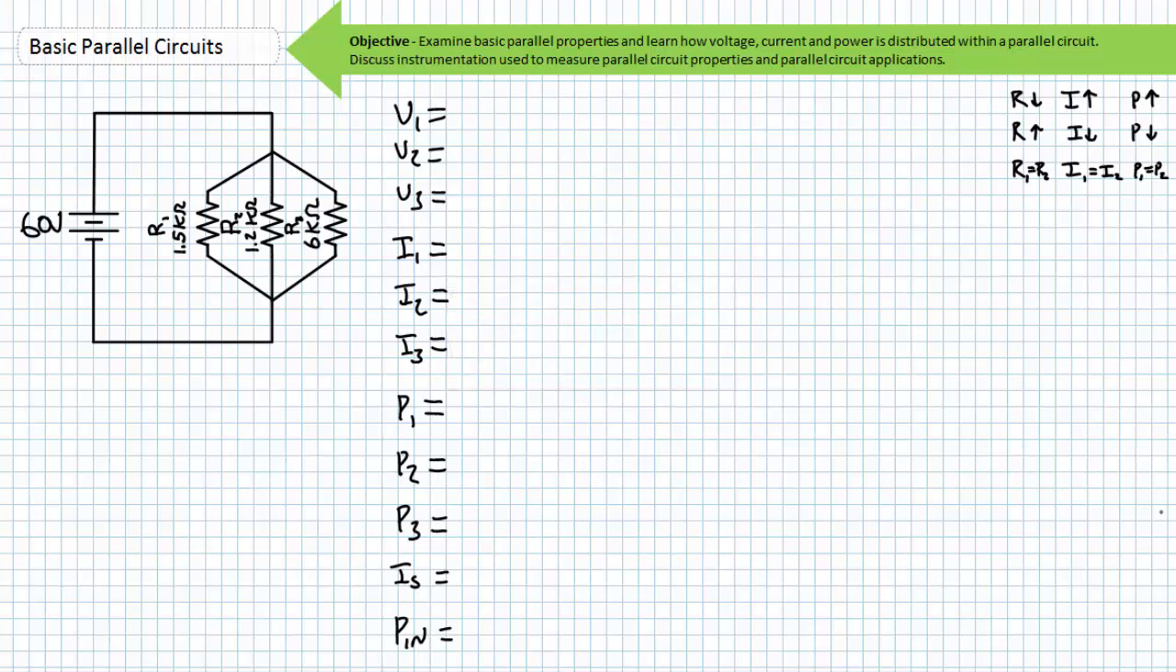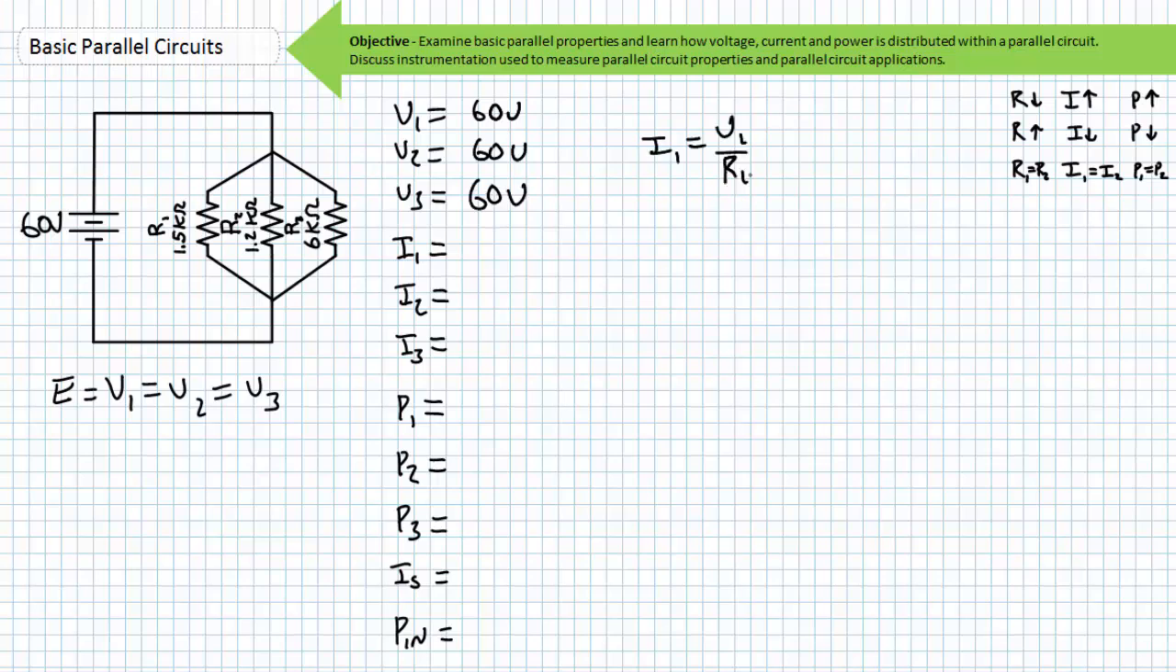Here is a parallel relationship of three resistors. R1 is a 1.5 kilo ohm resistor, R2 is a 1.2 kilo ohm resistor, and R3 is a 6 kilo ohm resistor. They are all supplied by a 60 volt source. Voltage across elements in parallel is the same. V1 is 60 volts, as is V2, as is V3.